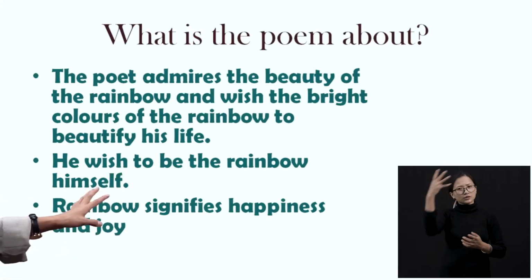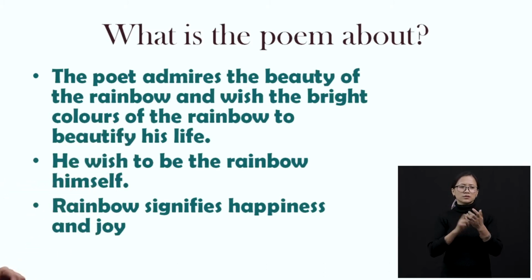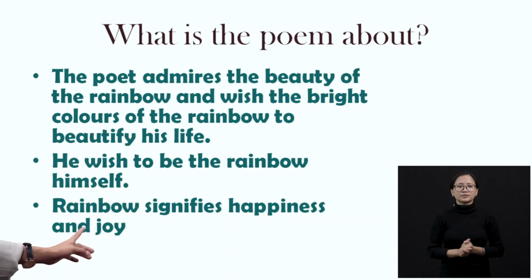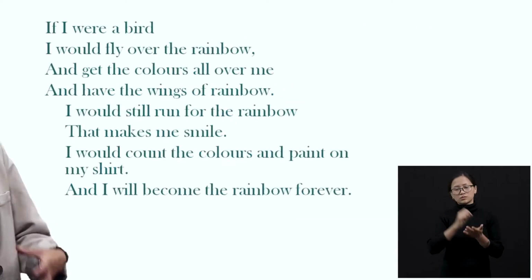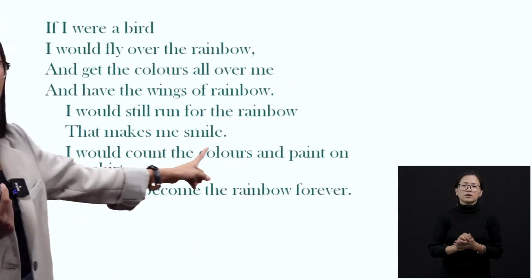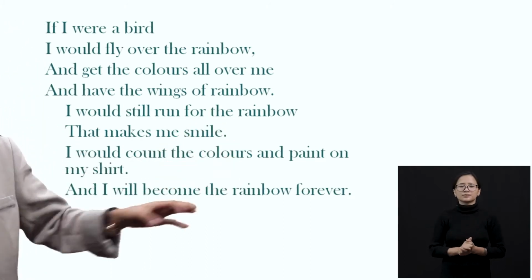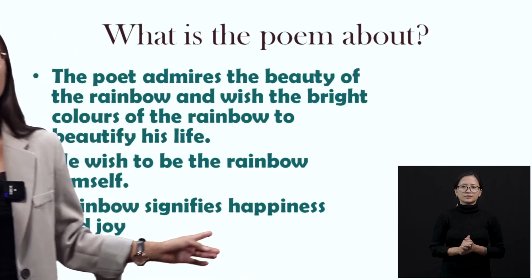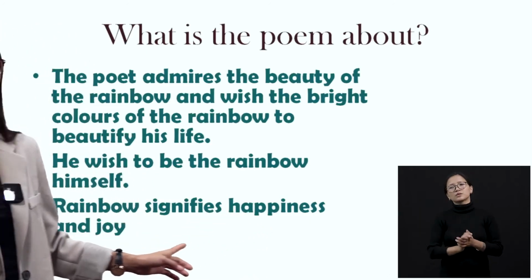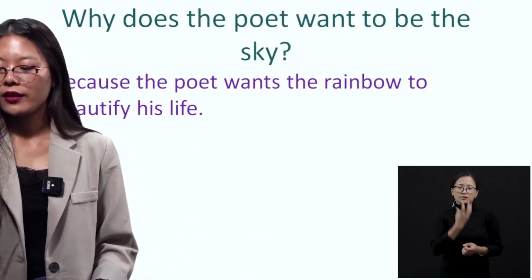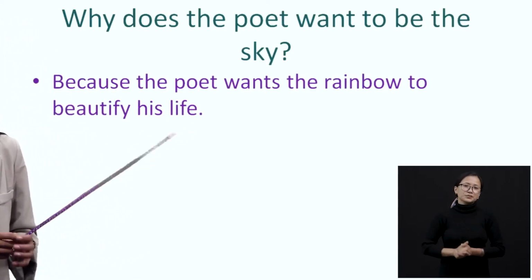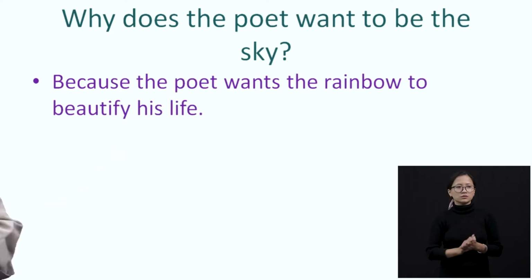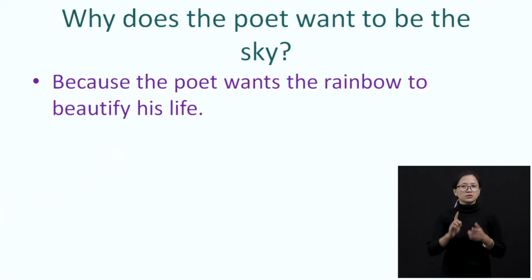Now, what does the rainbow signify in this poem? The rainbow signifies happiness and joy, right? According to the poet, the person who wrote this poem, for him, the rainbow, it makes me smile. That means it makes him smile. The rainbow makes him smile, okay? So the rainbow signifies happiness and joy, okay? In this poem, the rainbow signifies happiness and joy. Now, these are some questions that I have answered, okay? These are in your exercise as well, okay?